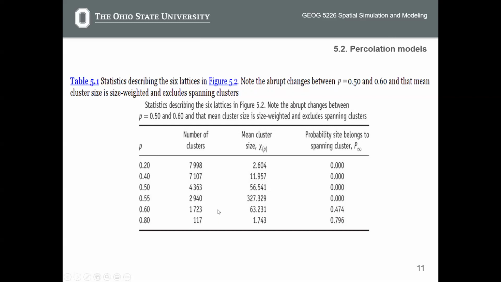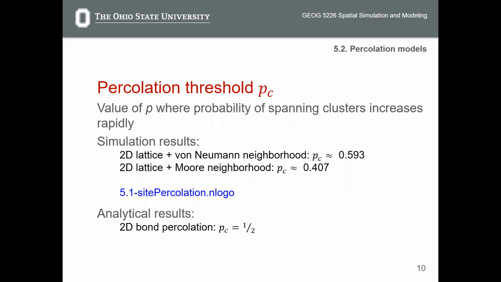So the number of clusters decreases, and the mean cluster size increases at the beginning, and when the p-value reaches 0.55, the mean cluster size is at its maximum, and then drops. And the probability a cell belongs to a spanning cluster is 0, 0, 0, 0, until the p-value becomes larger than the PC value. What is the PC value? The PC value is 0.593.